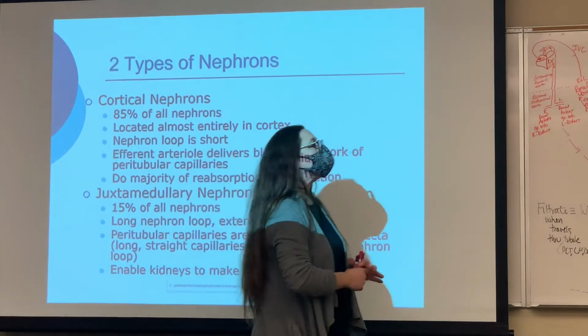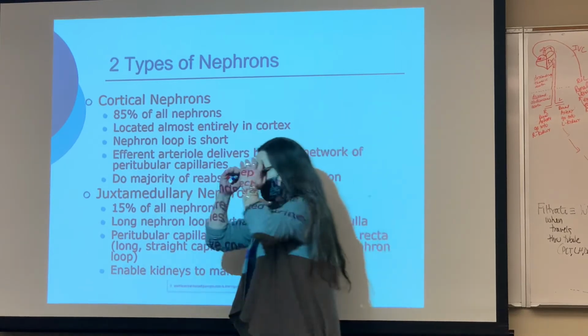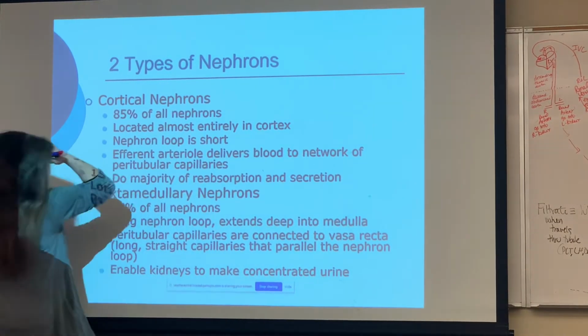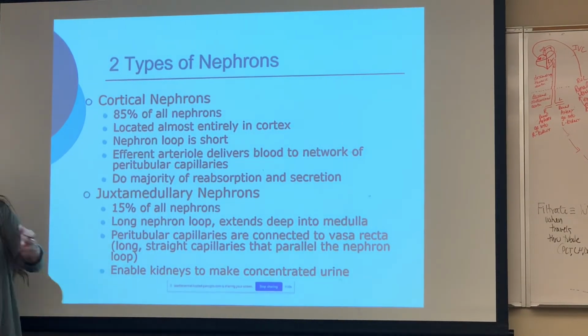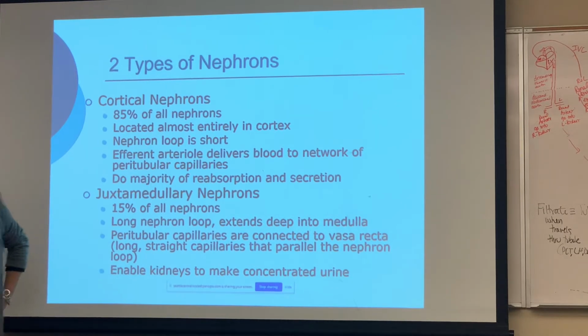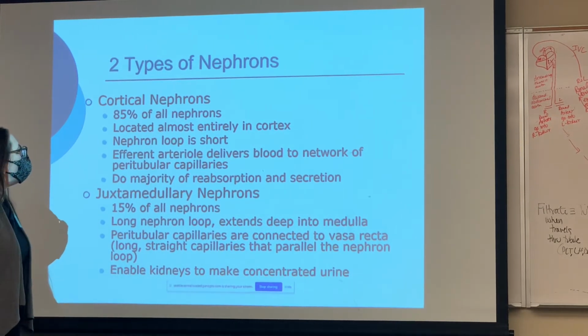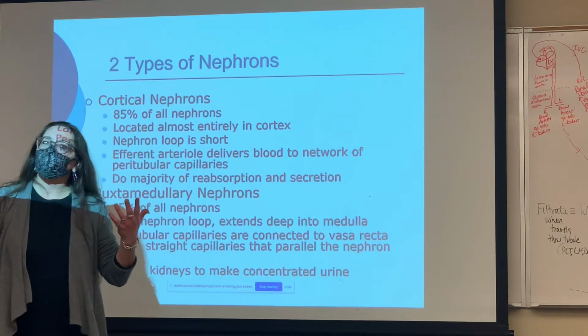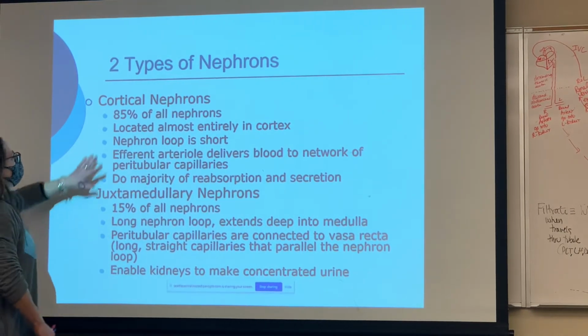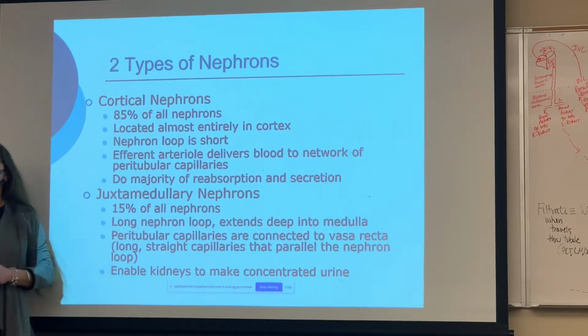Okay, so we're going to look at two different types of nephrons and talk about how they are different from one another and why we have two. So you've got what are called cortical nephrons and juxtamedullary nephrons.